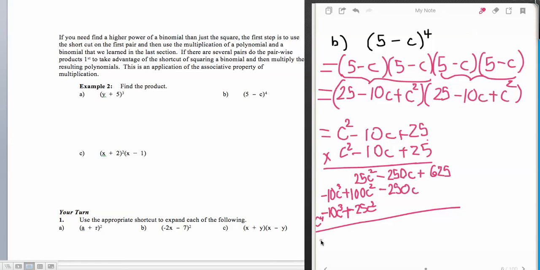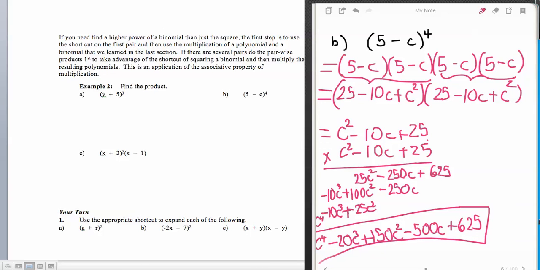And now we can go through and add them together. c to the fourth power adds with 0 to be c to the fourth power, minus 10 plus 10, which is 20, and that's c cubed. And then 25 plus 100 plus 25, which is 150, and those are c squareds. And then a negative 250 and a negative 250, which is a negative 500c, and then plus 625. And there's our final answer.